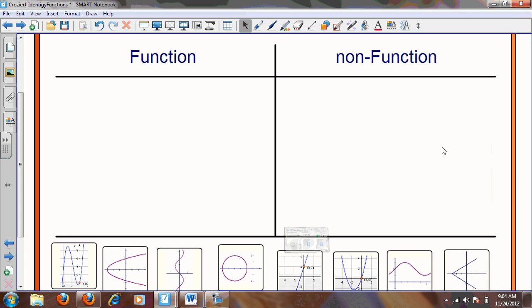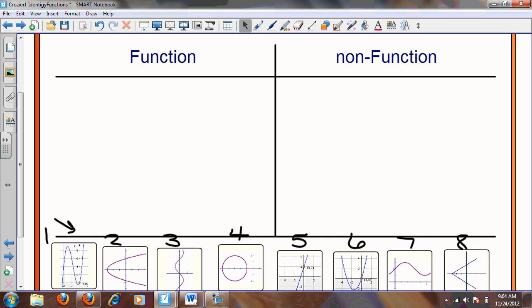Okay, before we begin our lesson on modeling functions, we're going to look at some functions that have already been modeled for us. If you look down here at the bottom, we have 8 different graphs. We need to place them in the correct function or non-function section. If you recall last week, we talked about the vertical line test. So keeping that in mind, think about how you would place graph number 1, graph number 2, 3, 4, 5, 6, 7, and 8.